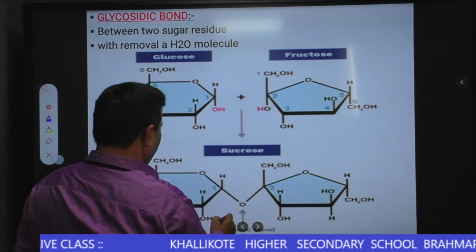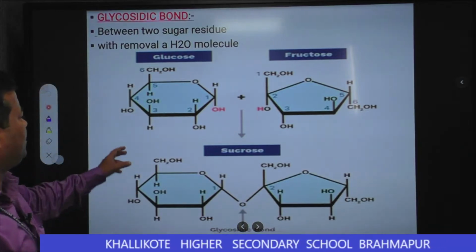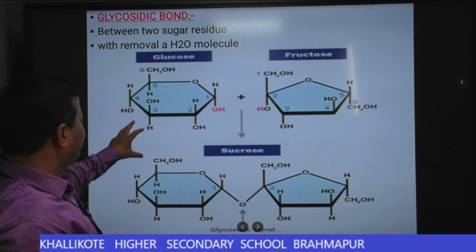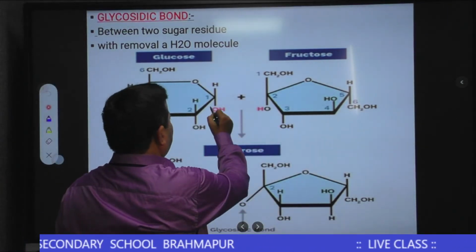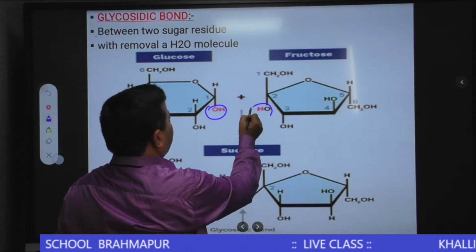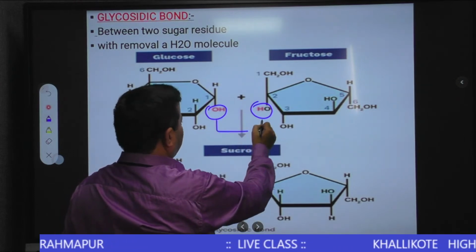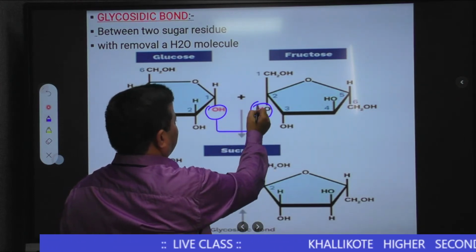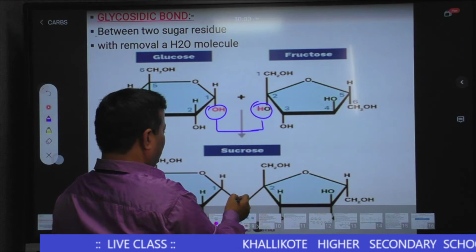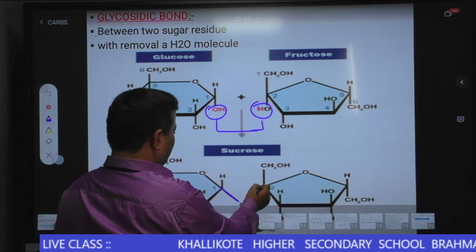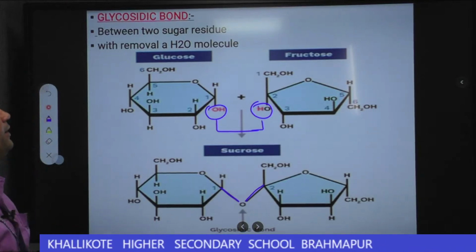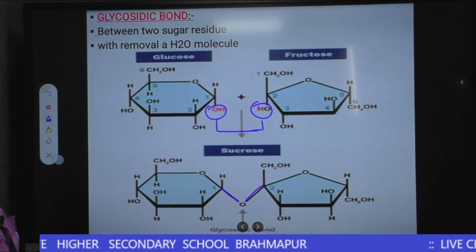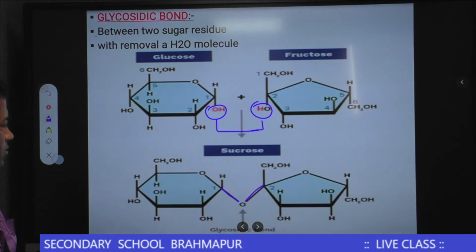With formation of a water molecule, here this is a glucose, this is a fructose. It has an OH group, this is an OH group. They combine with each other. OH plus H give rise to a water molecule. Here only oxygen forms the glycosidic bond between the two compounds, glucose and fructose molecule.